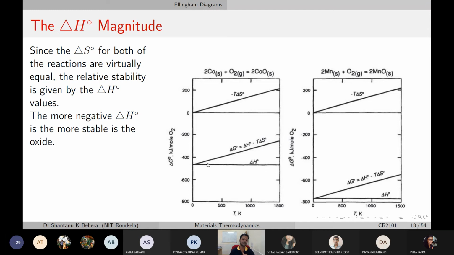You'll see that the PO2 required to make cobalt an oxide is going to be much higher than the PO2 required to make manganese an oxide. I hope you'll carefully think about it, and it's very simple and straightforward. Just that we are talking a little faster. That's why you might not be able to sort of get a hang of that. It's fairly simple, right?